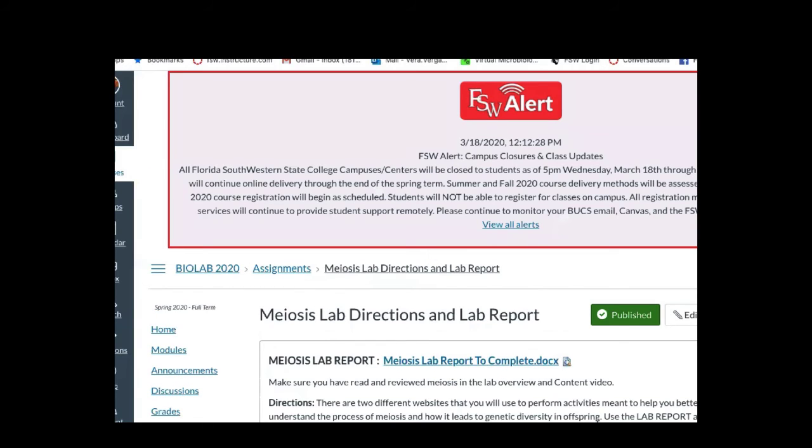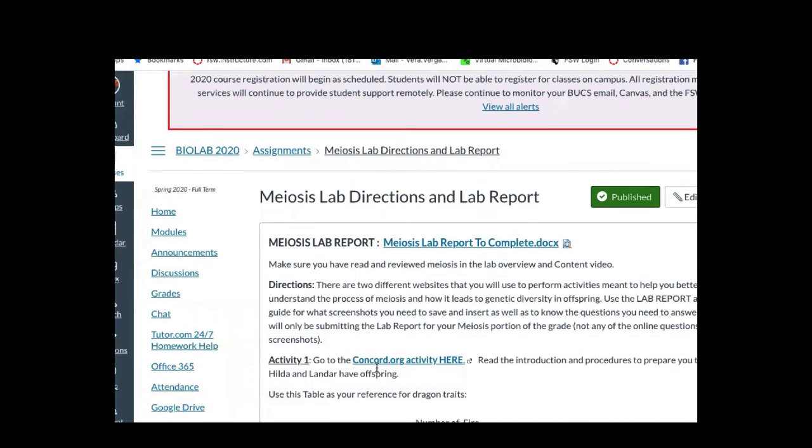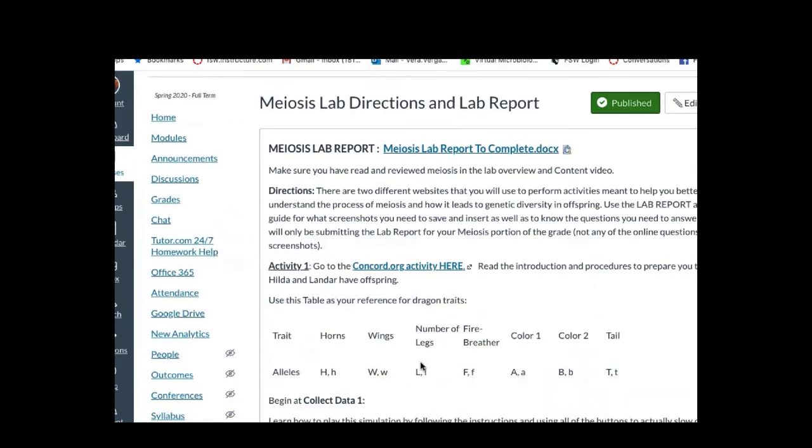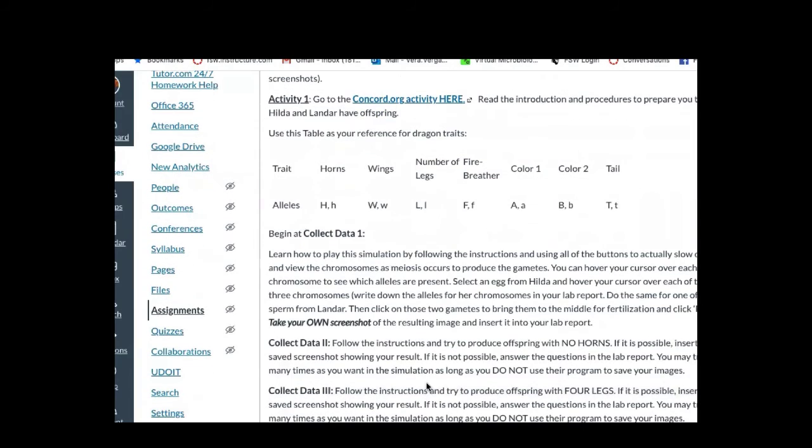The meiosis lab report also has a document for you to fill out. For the meiosis activity, you're going to go to concord.org. In this one, you're actually going to do meiosis and make babies with a dragon. What you're going to do is look at what the offspring end up looking like. So let's talk a little bit about meiosis.